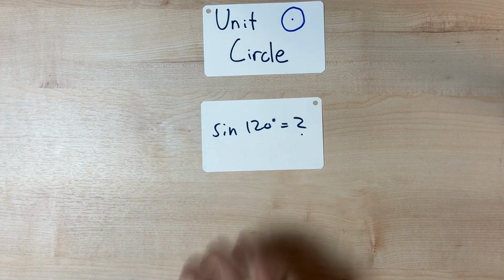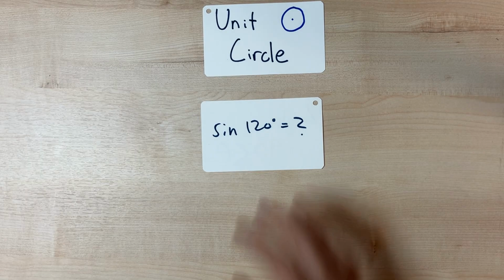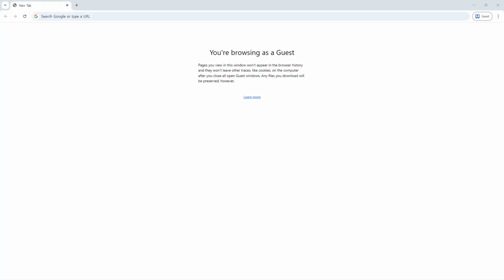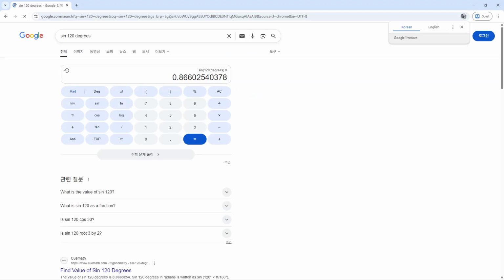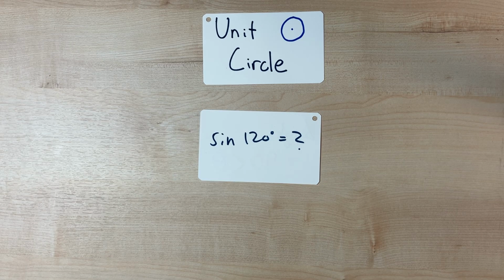Let me ask you a question. What is the value of sine 120? Well, if we enter this into a calculator, we can see a positive result, and anyone experienced in trigonometry could confidently answer that it's the square root of 3 over 2. But how are we getting this value?